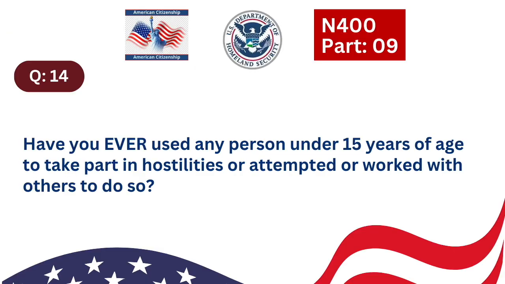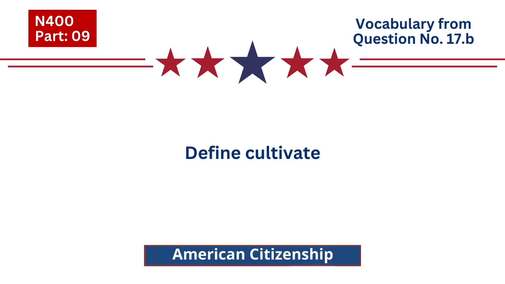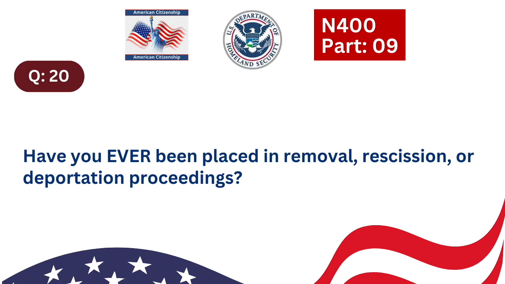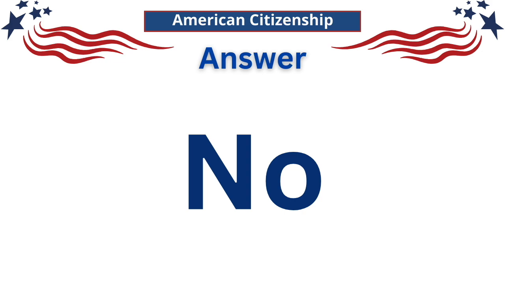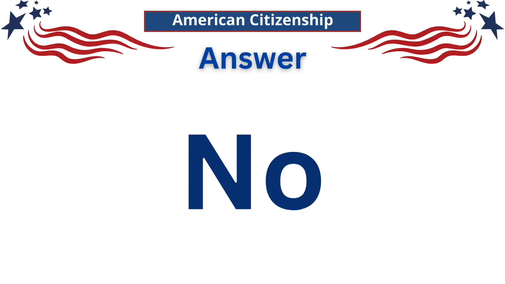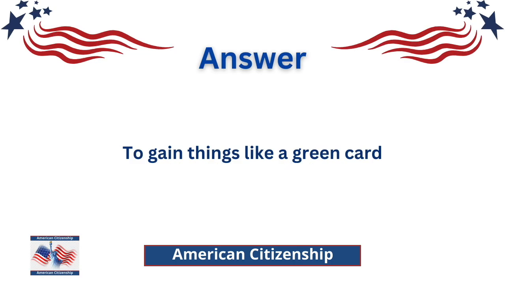Have you ever used any person under 15 years of age to take part in hostilities, or attempted, or worked with others to do so? No. Define. Cultivate. Grow plant. Have you ever been placed in removal, rescission, or deportation proceedings? No. Have you ever been married to more than one person at the same time? No. What is immigration benefit? To gain things like a green card.